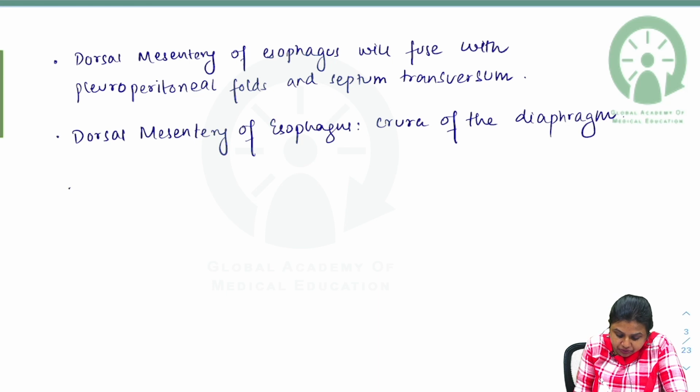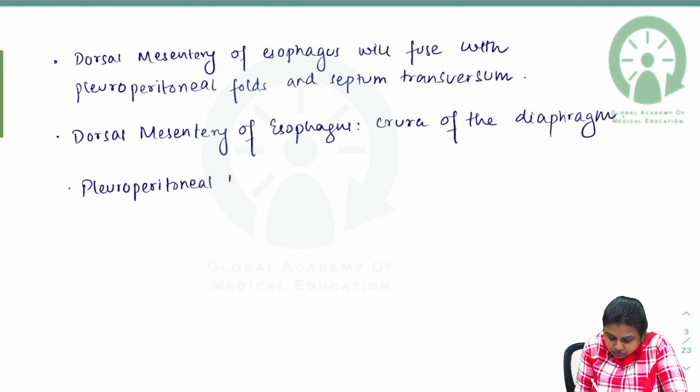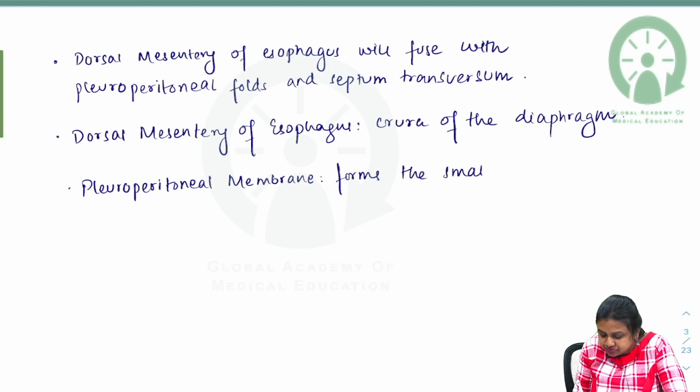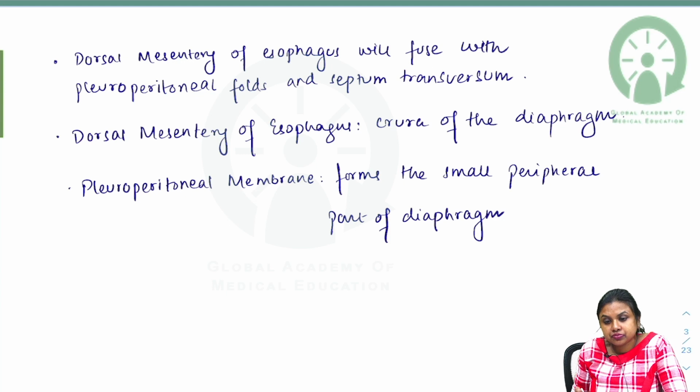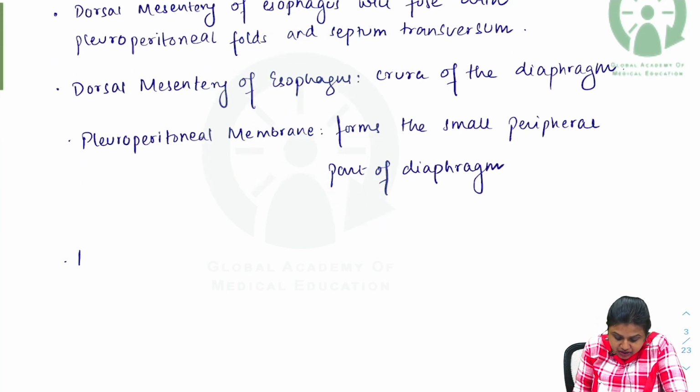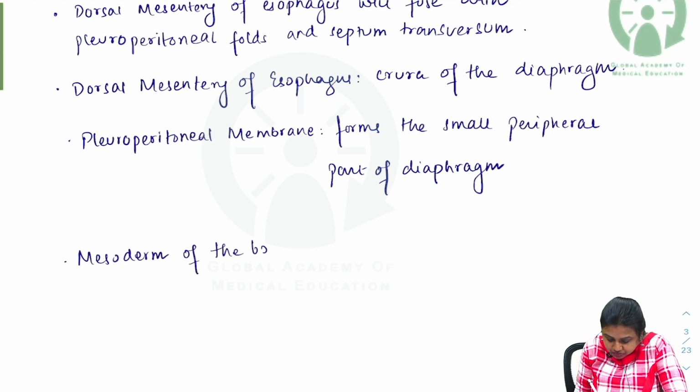So, pleuroperitoneal membrane forms the small peripheral part of diaphragm. Okay. Next is the mesoderm of the body wall. It forms the large peripheral parts of diaphragm.